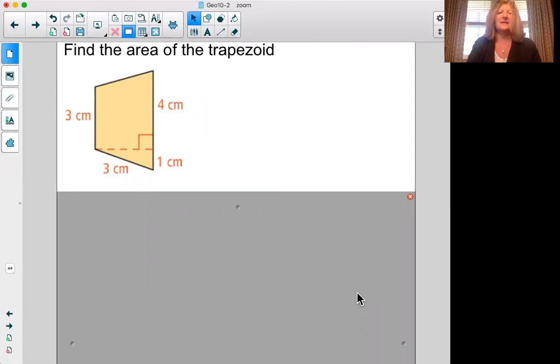So pause, find the area of this trapezoid, and then press play for the solution.